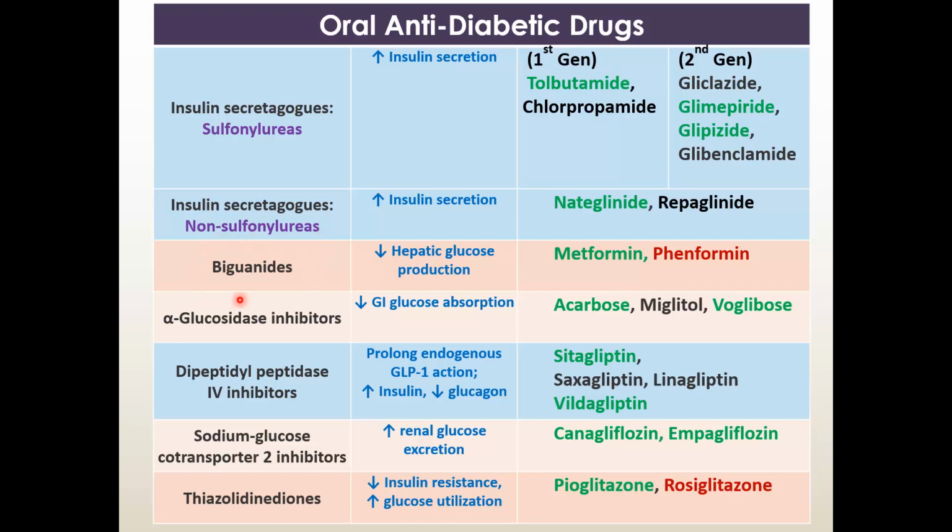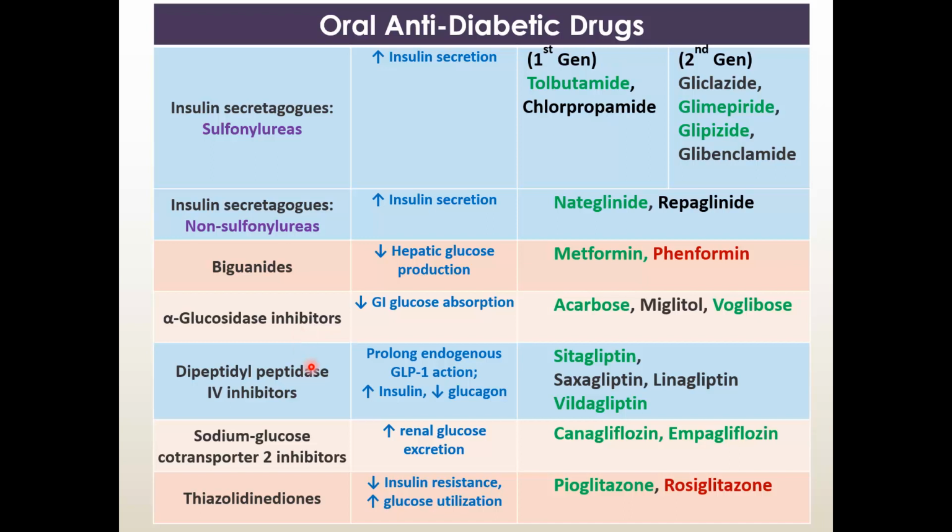There are classes like biguanides, in which metformin is one of the most important drugs, which acts by decreasing hepatic glucose production. There is alpha glucosidase inhibitors. Their mechanism of action is mostly to decrease glucose absorption from the intestine by inhibition of alpha glucosidase. Then there are drugs which act on the incretin system like exenatide, that is not listed in this slide. They basically increase the action of incretins. Now, how they act we will discuss in the later part of this class.